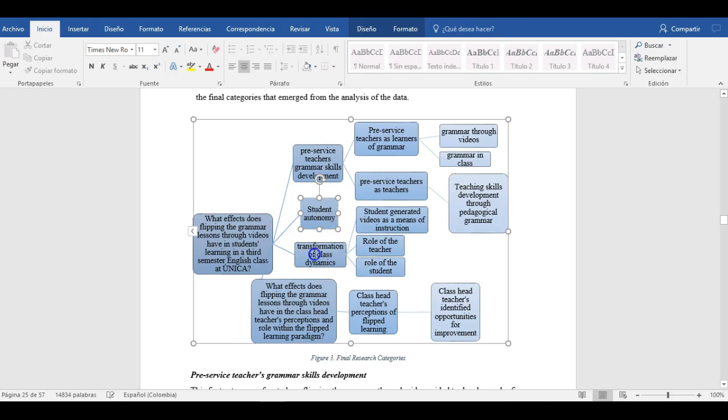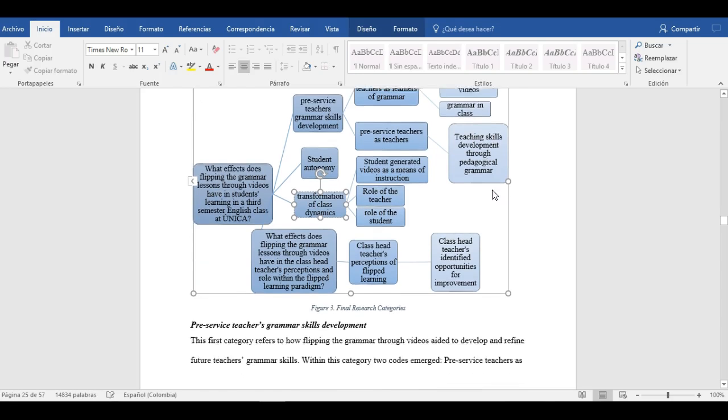On the other hand, the category transformation of class dynamics evidenced 3 subcategories: student-generated videos as a means of instruction, role of the teacher, and role of the student. So there were three different patterns that emerged in the data. So what do we do in the section to present, and what is triangulation and the purpose of this video?